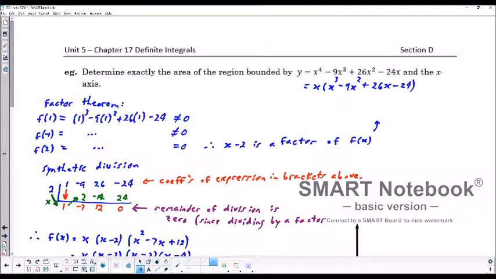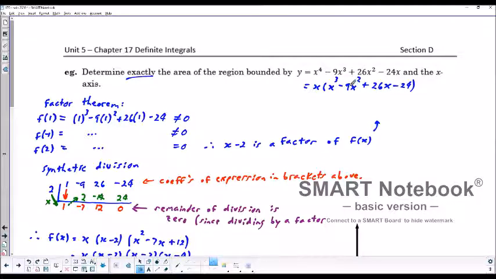exactly the area of the region bounded by y equals x to the power 4 minus 9x cubed plus 26x squared minus 24x, and the x-axis. So first of all, I can see there that I can factor out an x from all these. Then I've got this cubic, and that cubic is not a sum or difference of cubes, and it doesn't look like anything that I can factor super easily.